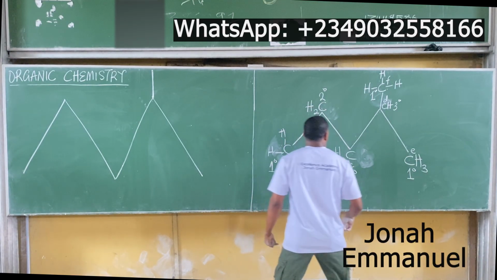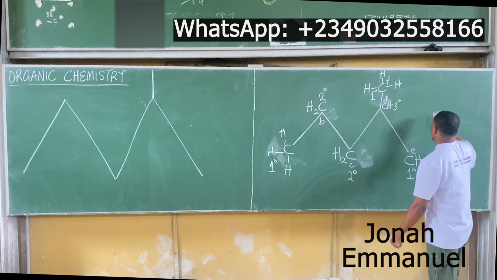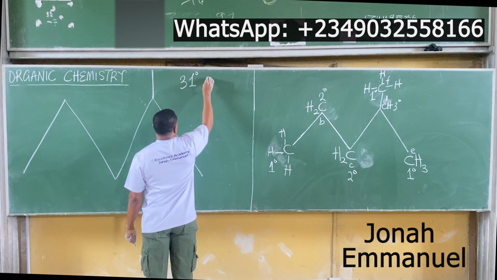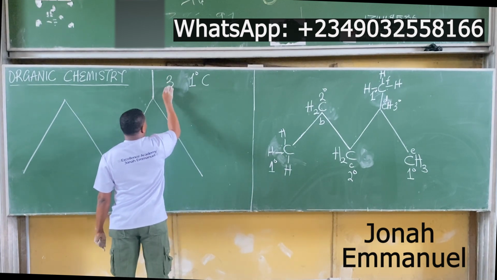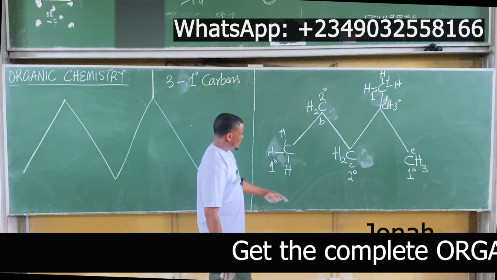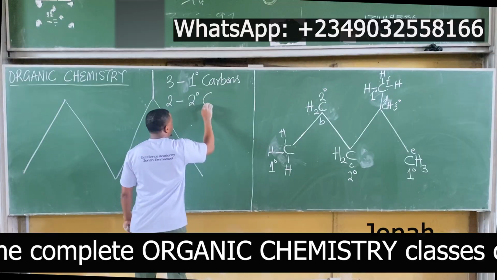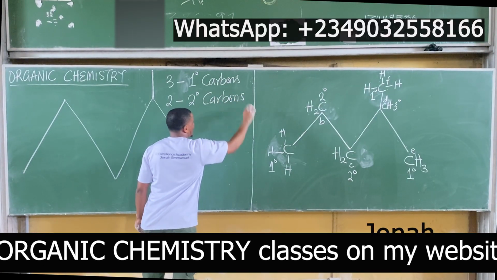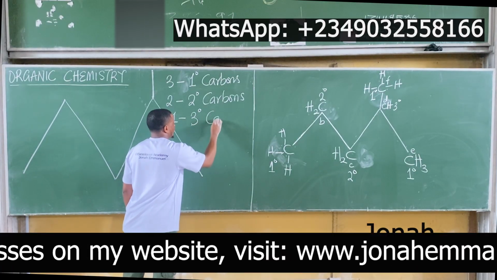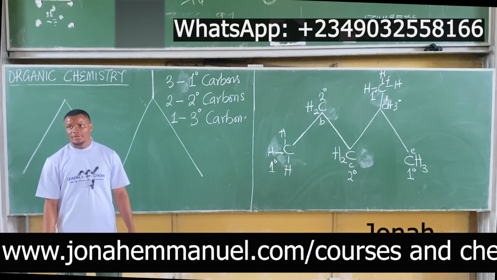So from this, look at this, please. How many primary carbon do you have here? 1, 2, 3. So I have three primary carbons. How many secondary do you have there? This and this. So I have two secondary carbons. How many tertiary do you have there? One tertiary carbon. That's about it.